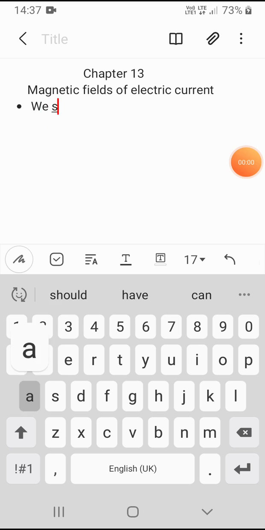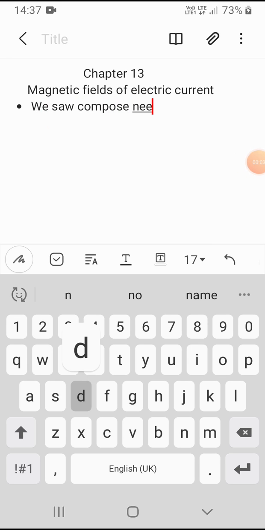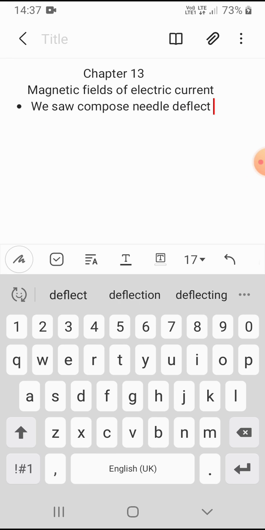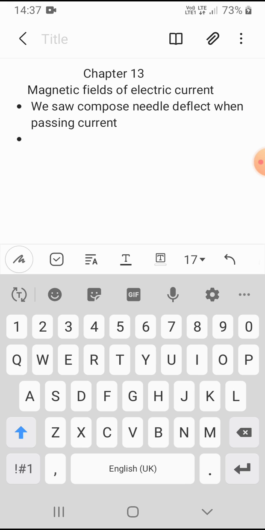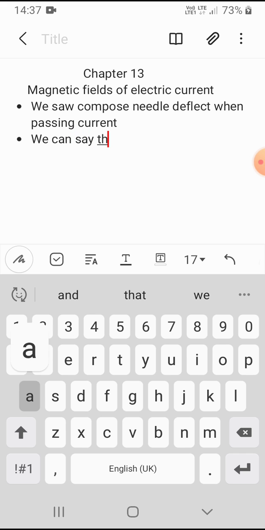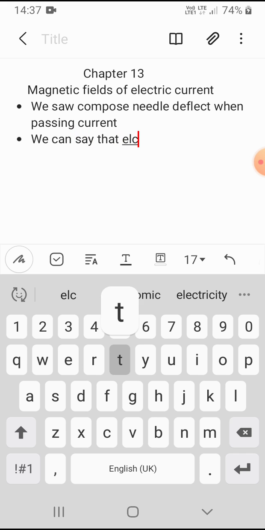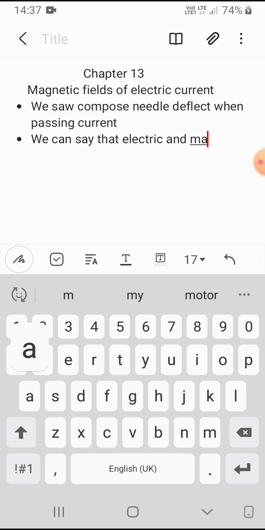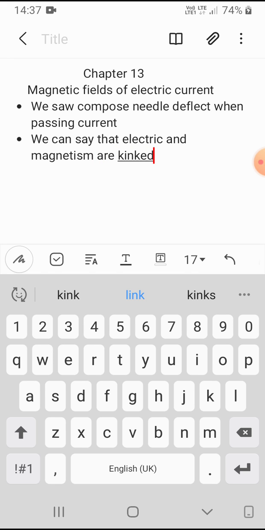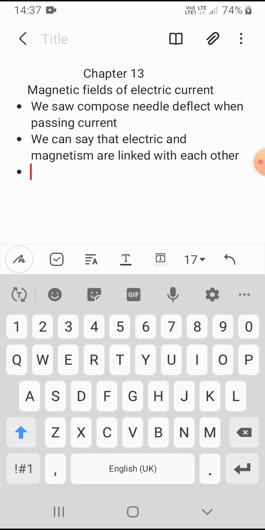So we saw the compass needle deflects when current is passing. When current is passing, the compass needle deflects. This is because electricity and magnetism are linked with each other. We can say they are linked with each other.